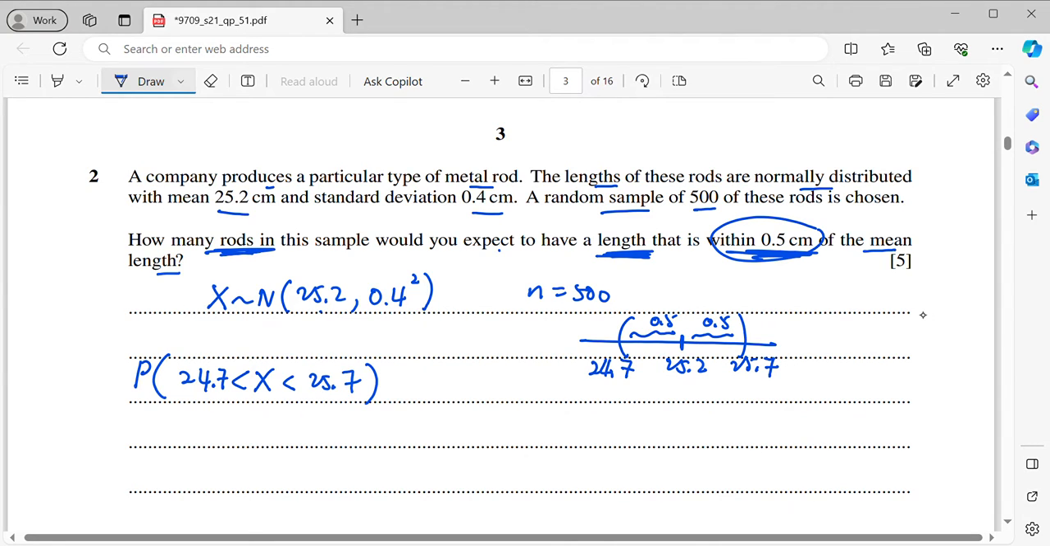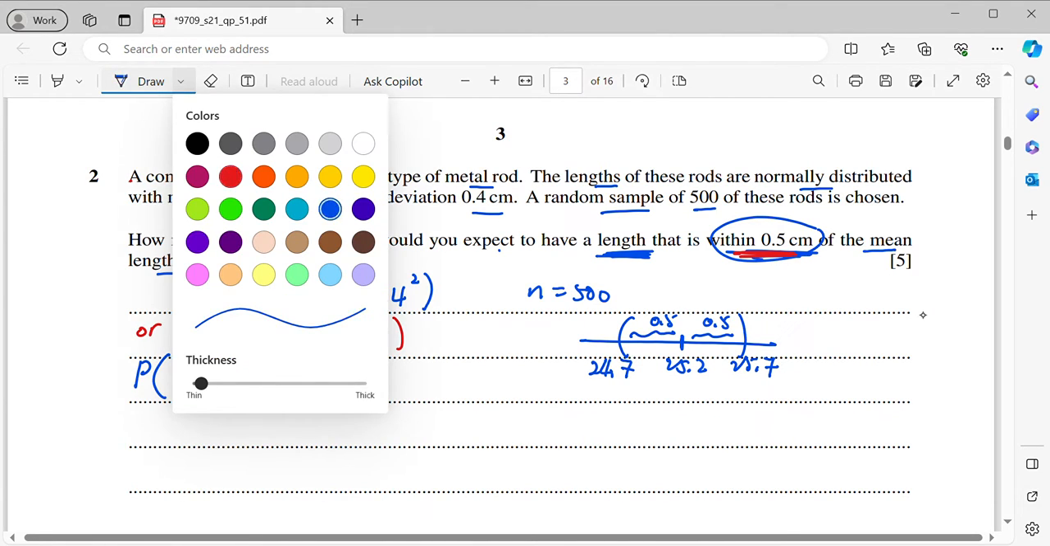If you don't want to use this calculation, you can just write X is between negative 0.5 and positive 0.5. But sorry, this should be X minus mu, because that's the 0.5 centimeter from the mean. So you can use the first form or the second form. I will be using the second form.